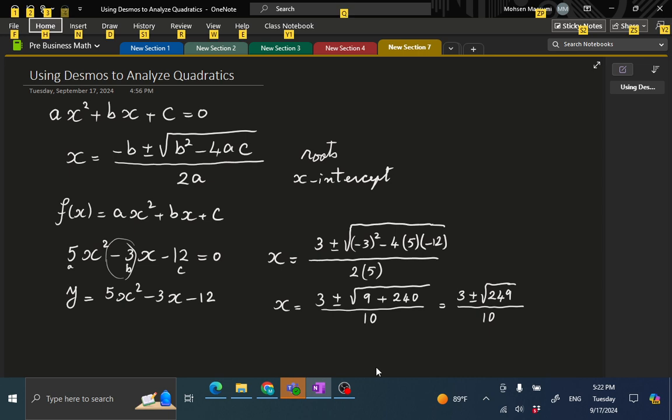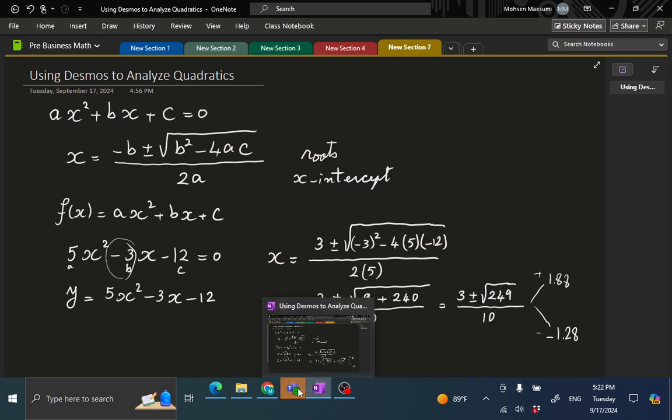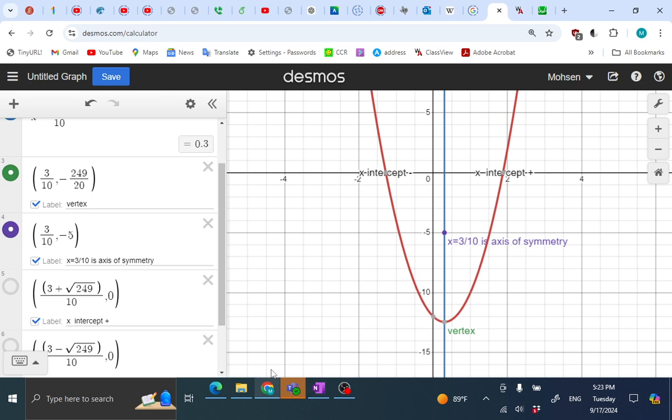So we use our calculator and try to find approximation for this. So I see I get this is almost 1.88 if you use the plus, and if you use the minus you get almost minus 1.28. Of course you get a lot more digits on your calculator, as I just wrote an approximation. Well, the idea of using Desmos is to help us to visually see and double check our answer, make sure we are on the right track, and help us understand the situation.